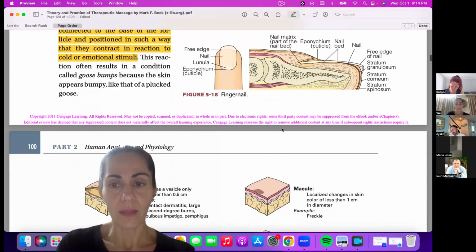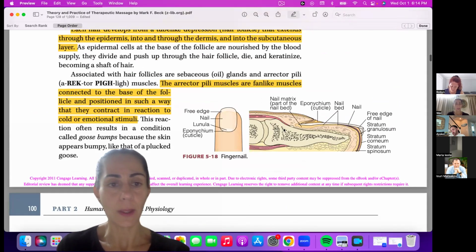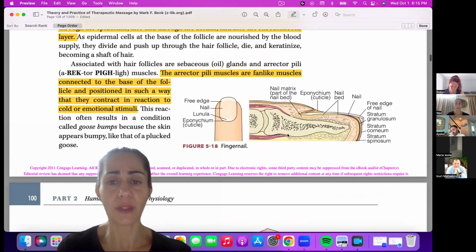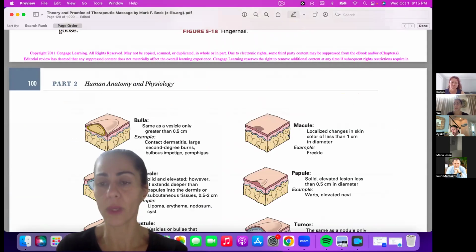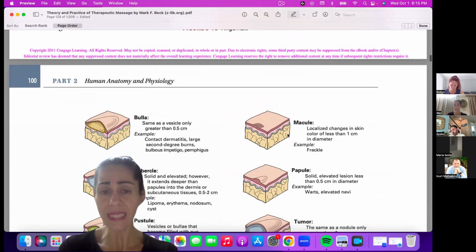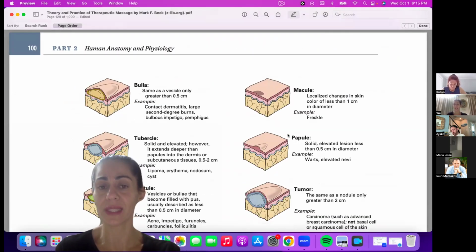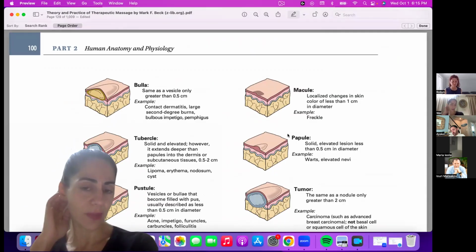All right, moving on. As far as the nail, it's hard keratin, and that's all we probably need to know about that. If other questions come, we will discuss them more. Next, we can understand the lesions of the skin. So far, okay, right? It's kind of simple.